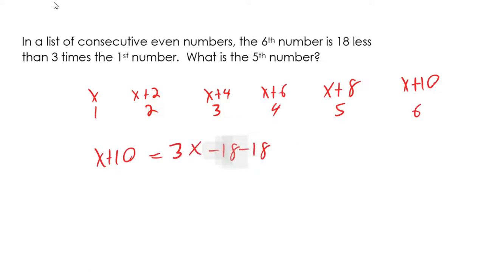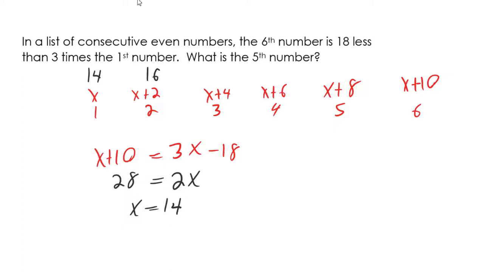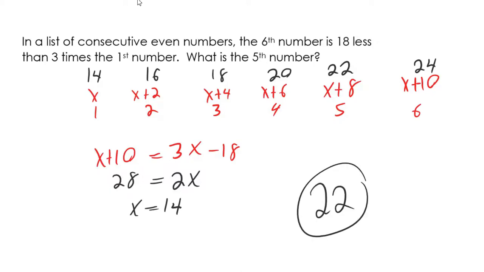So we have x plus 10 equals 3x minus 18. Take away x from both sides and you get 2x. Add 18 to both sides and you get 28. Divide by 2. X is 14. And now we can find our numbers. This would have been the 14. Add 2. Add 4. And just continue the set of even numbers. And what is the 5th number? It is the number 22.